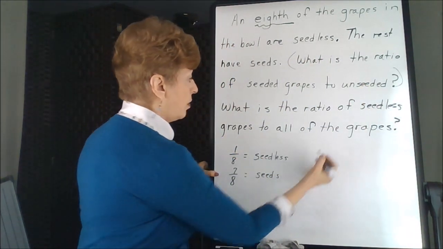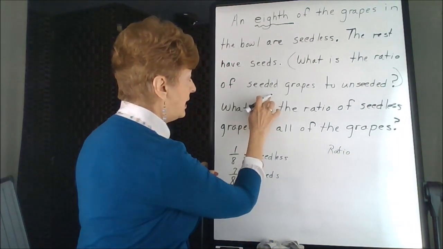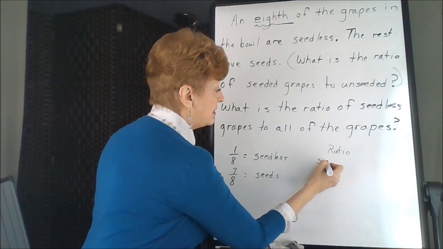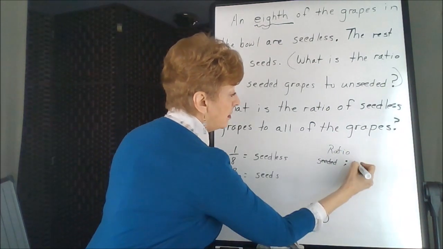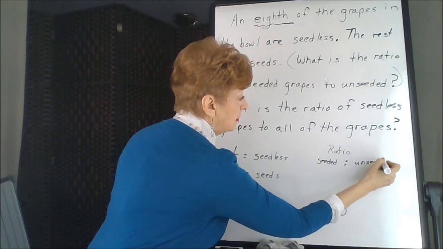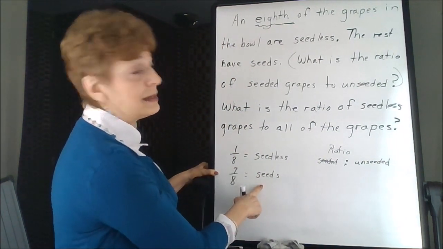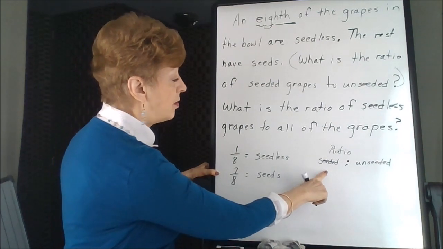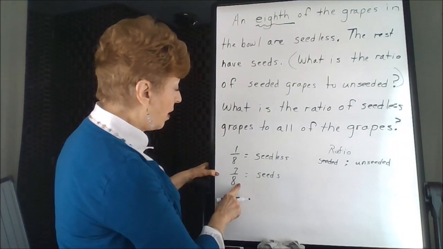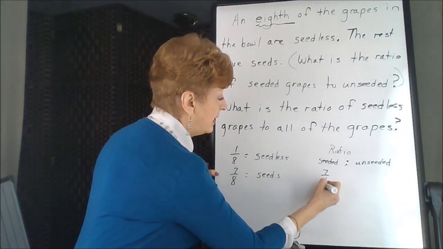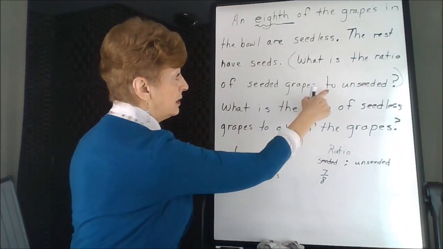What is the ratio? They're asking us for a ratio of the seeded grapes. So here we have seeded is to unseeded. Now they asked it in a slightly different way. We have seedless and seeds. So what would be the seeded grapes? Those would be the ones with the seeds in them. So we're going to take our number, 7/8, and put it here because that's the order they asked. They asked for the seeded grapes to the unseeded.